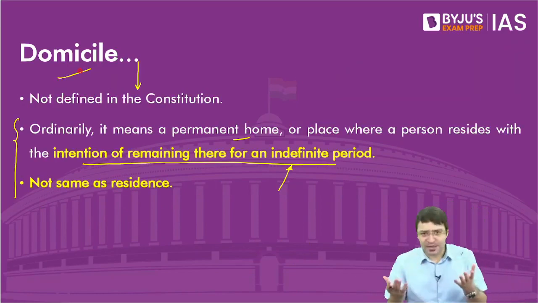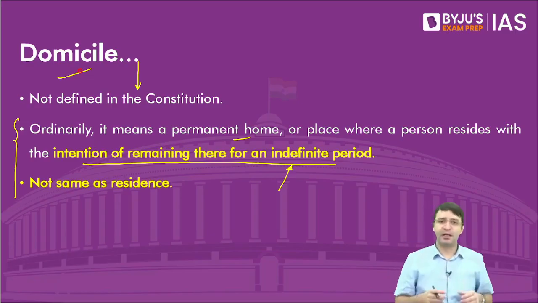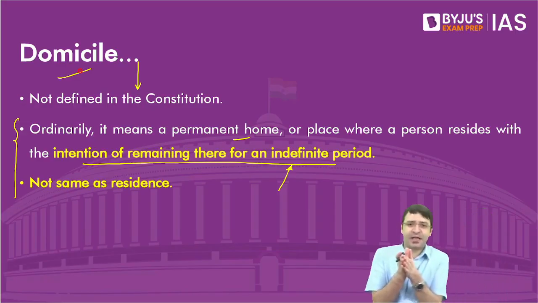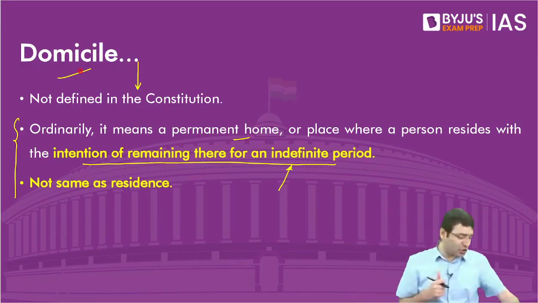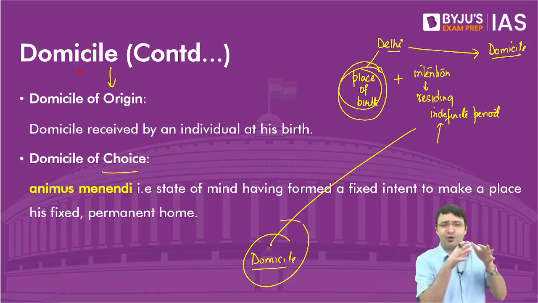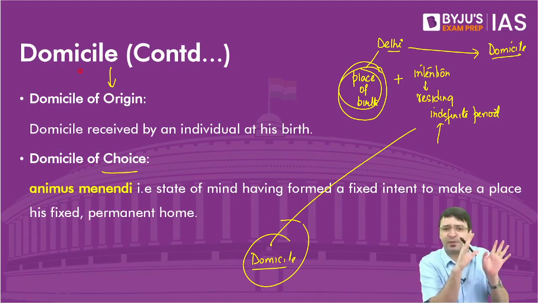So what is domicile? Domicile is, number one, not defined in the Constitution. But domicile is not the same as place of birth. Domicile is not the same as residence. Domicile is residence plus the intention to reside for an indefinite period. And this is where we come across two types of domicile. Domicile of origin. What's your origin? You are from Delhi. That is your origin. That's your place of birth. And if you stay in Delhi for an indefinite period, you become the domicile of Delhi as well.